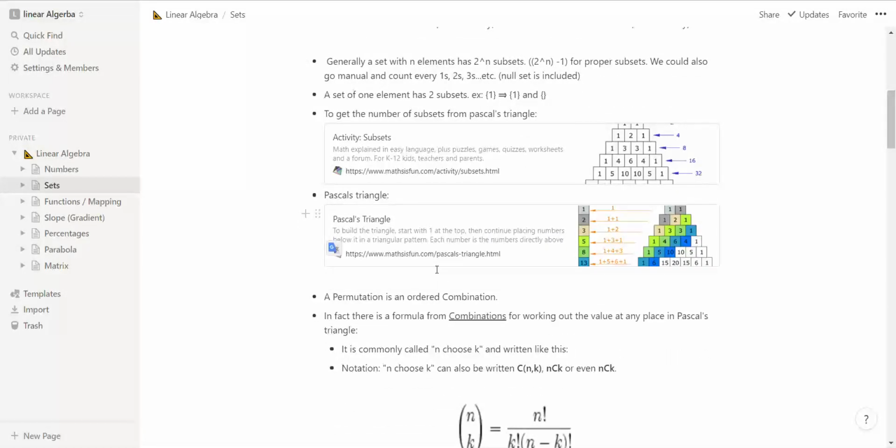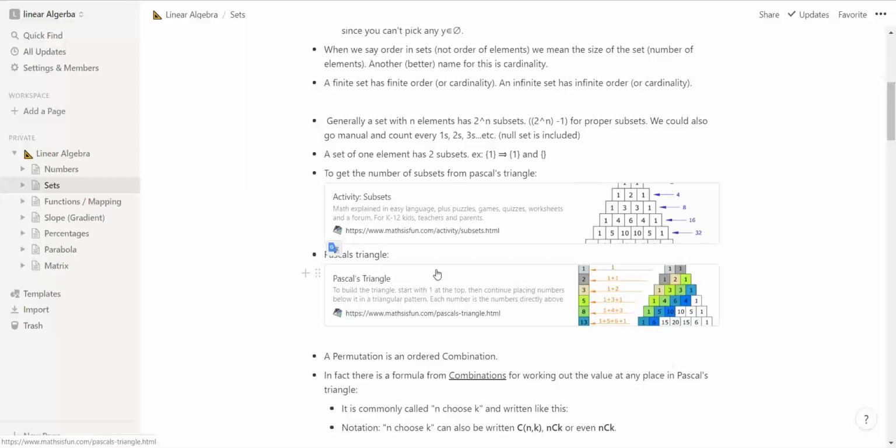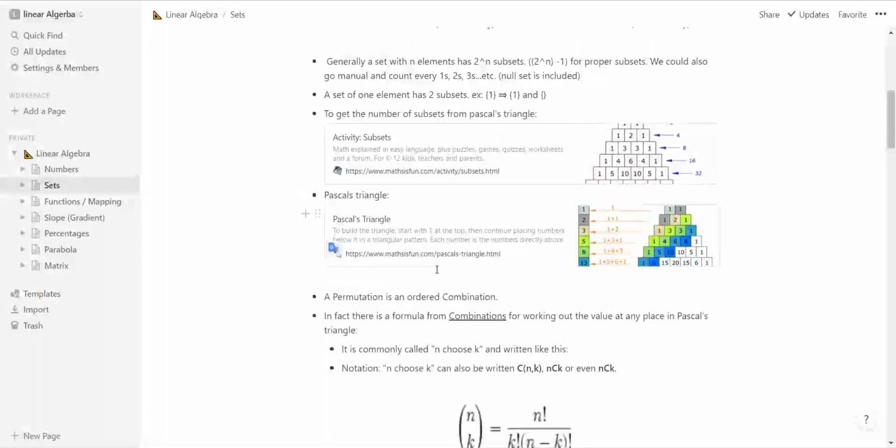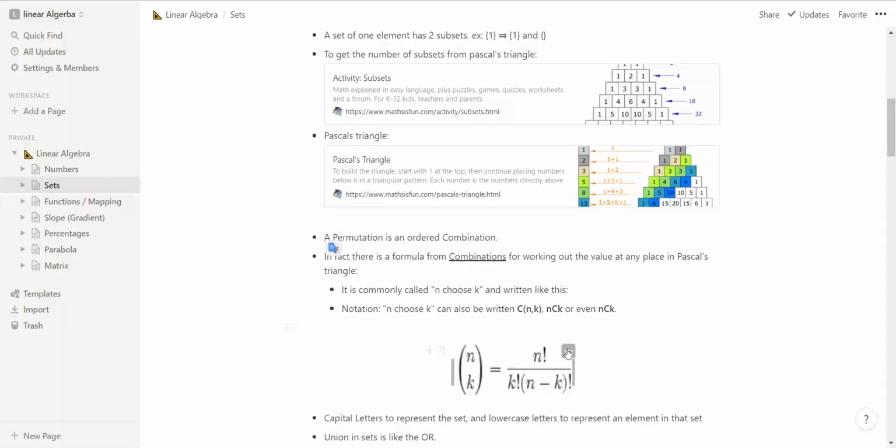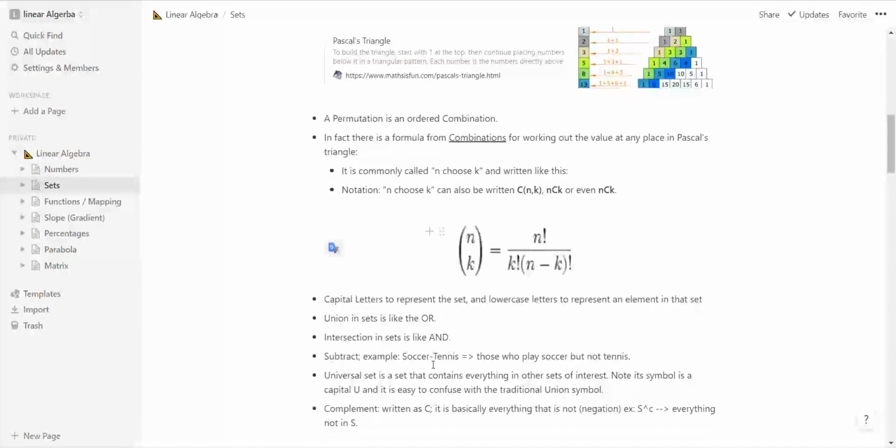And there's an actual formula to tell the number of subsets. Taking, say, the notation n choose k, it can be written as n factorial over k factorial times (n minus k) factorial. Okay, so that's the number of combinations, working out the value at any place in Pascal's triangle.